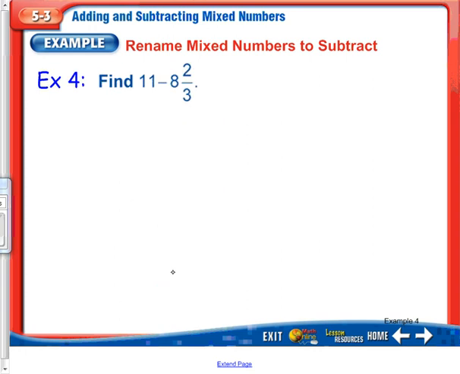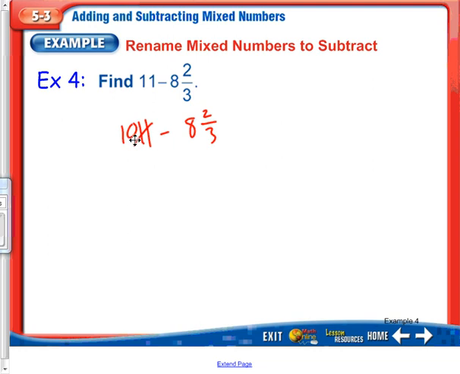For example number 4, do I have a common denominator? Well, we have a little bit of a problem because this is a whole number. And I do see that I'm subtracting, so the next question is, is the numerator on the left bigger than the numerator on the right? Well, I need to have a numerator here to be able to work this problem out. So copy the original problem, 11 minus 8 and 2/3. Now we need to change this 11 to a 10.